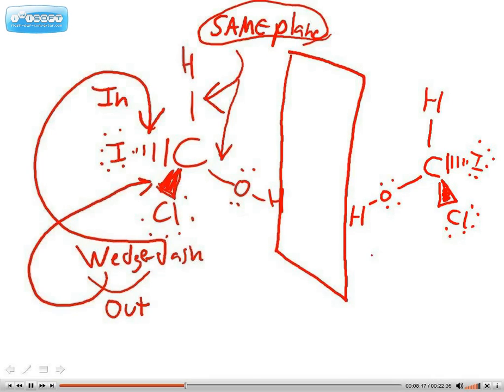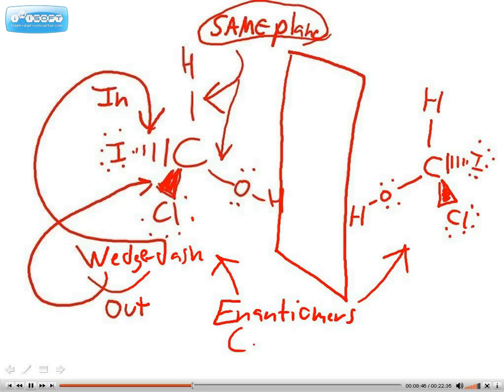So this is the mirror image. So we would say that these are enantiomers. Okay. Now, in this instance right here, we talked about wedge-dash sketches, and we talked about enantiomers. We also talked about the fact that if we have two enantiomers, these are non-superimposable.